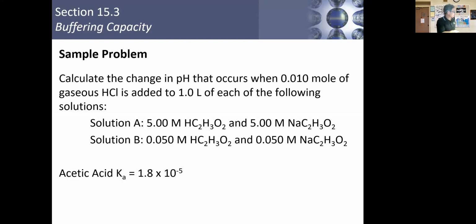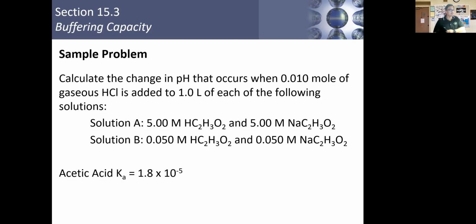Remember, we defined buffering capacity yesterday as the ability of a particular buffer to resist a change in its pH. So a buffer with a large buffering capacity will be better at resisting any changes to its pH, whereas a buffer with a low buffering capacity will see greater changes in its pH. I introduced that to you yesterday, and I wanted to work through this problem for you.